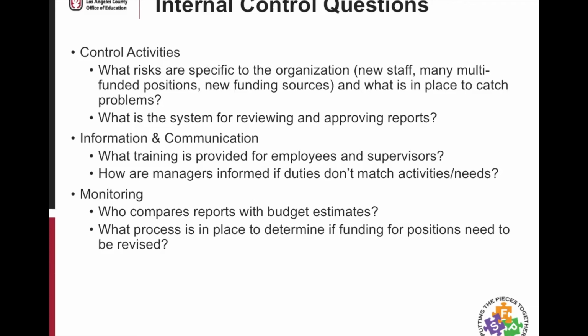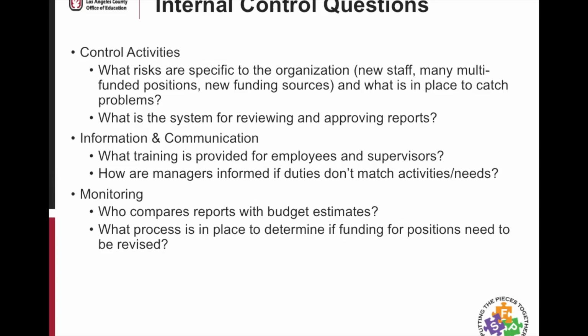Who informs who? We always tell people at the site, you should let someone in the central office know so you can decide how to address it. If the work is what needs to be done, then maybe the budget needs to be changed to reflect it. If that's not the case, and things just got off track, then you need to bring them back on track and have that person do what they need to do. Monitoring: who compares the reports with your budget estimates? That would be an internal controls piece that's always been there.